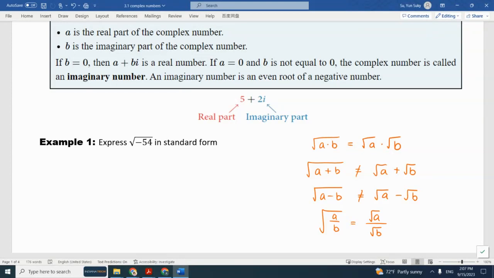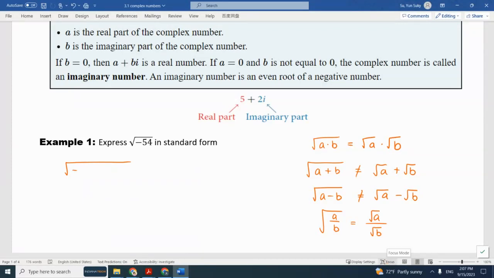Yes. So for multiplication and division, we can distribute the square roots. But for sum and difference, can we distribute the square roots? No. Okay, so write down those rules. All right, now let's see. So we want to simplify it.